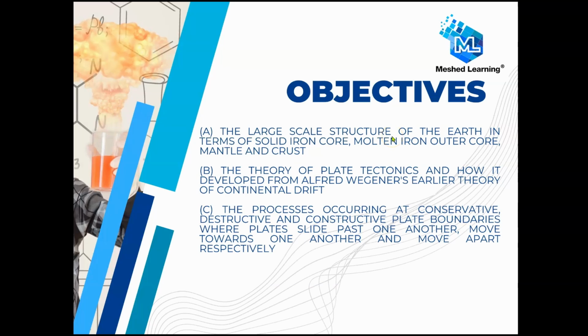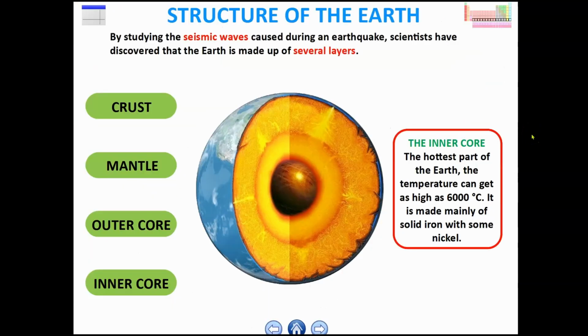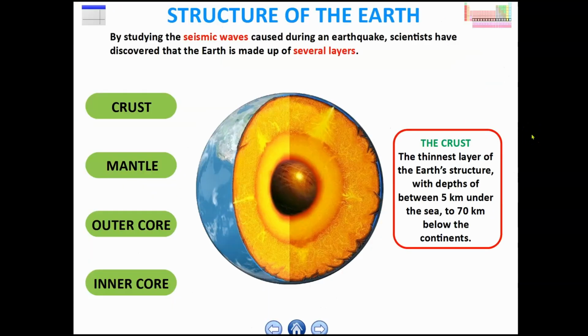So we've got three objectives, and we're actually going to tackle them A, C, B, but these are from the specification. Useful to know what you're supposed to be learning. It's the large-scale structure of the Earth in terms of solid iron inner core, molten iron outer core, mantle, and crust. You need to be able to label this up.